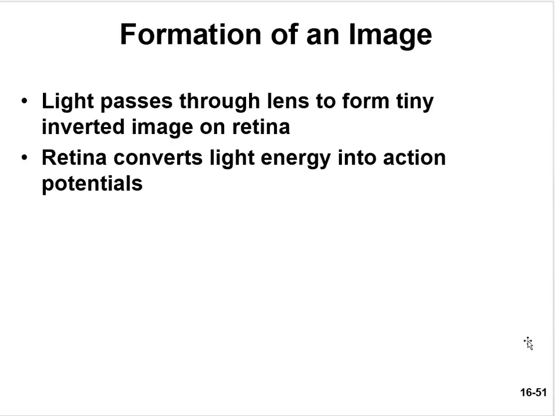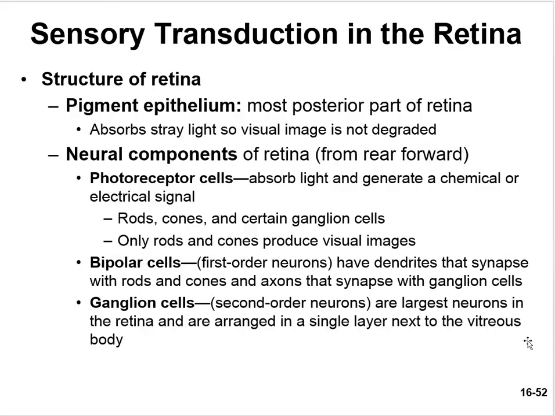In the formation of an image, light must pass through the lens to form a tiny inverted image on the retina, and the retina must convert that light energy into action potentials for your central nervous system to perceive as light or an image. To help that out, here's the structure of the retina on this slide. And we'll look at a picture of this when we're done.